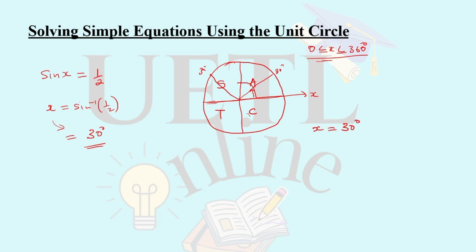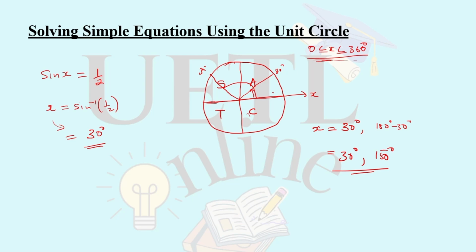Here you can see that it's going to be 180 minus 30. So this becomes the answer. In this case, you can see that your answer is 30 degrees and 150 degrees. So this is your answer in this range. So this is how we use this triangle.